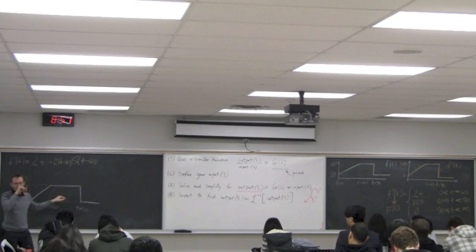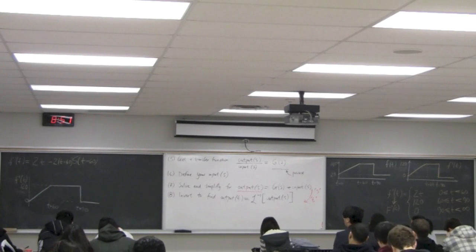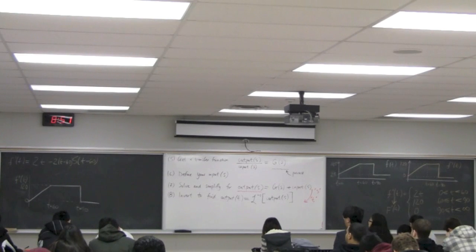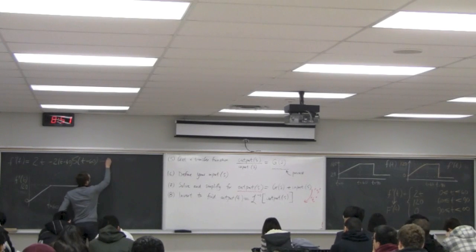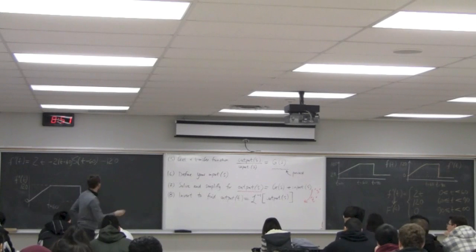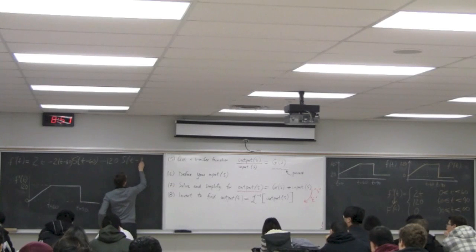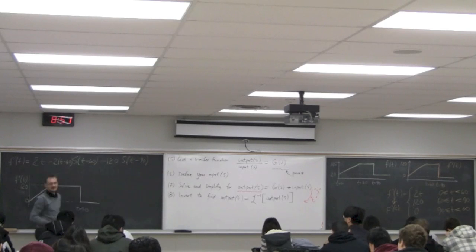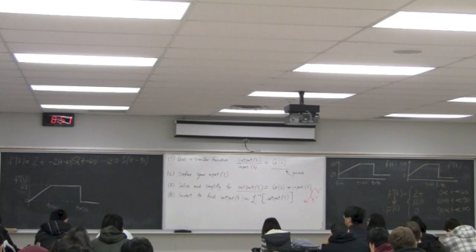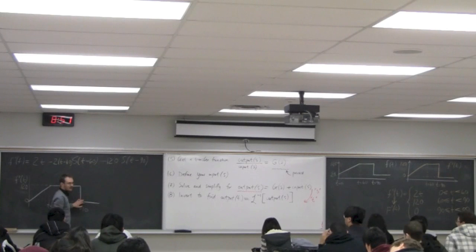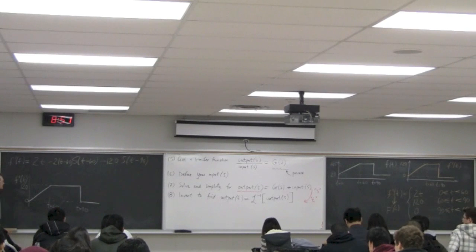What's happening at time 90? We want to go back to zero, so how are we going to achieve that? Minus 120 S(t minus 90), and then the switch at time 90. So another switch, capital S at time 90. So recognize that this is simply a step down back to our starting point at time 90.